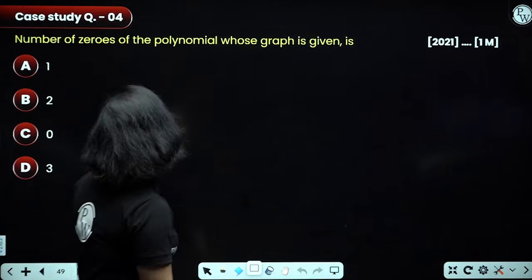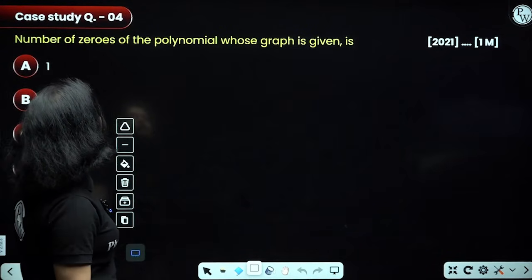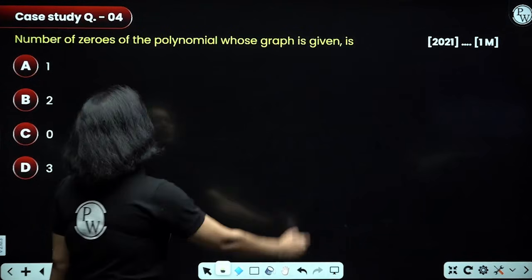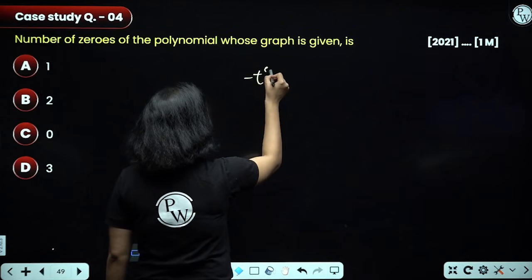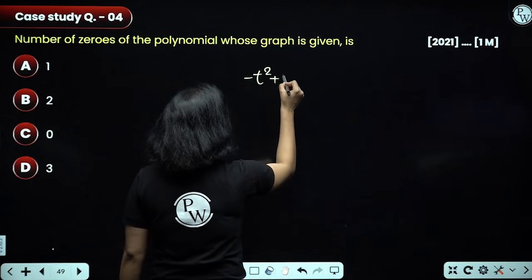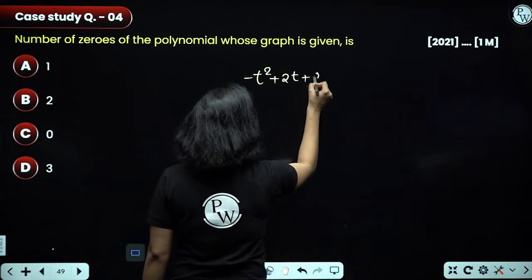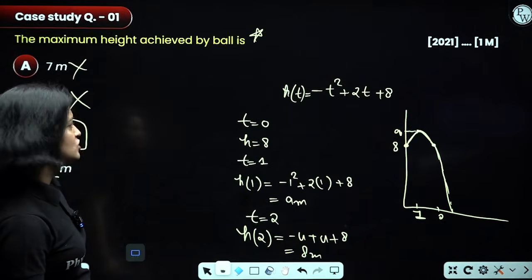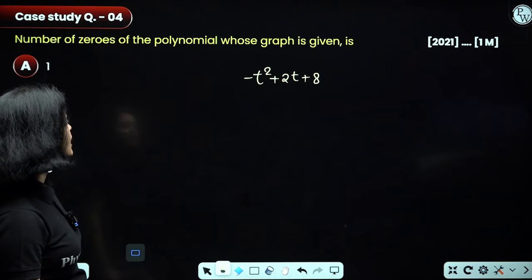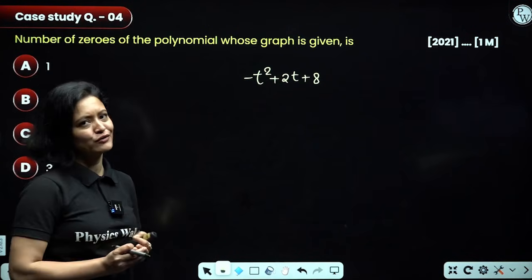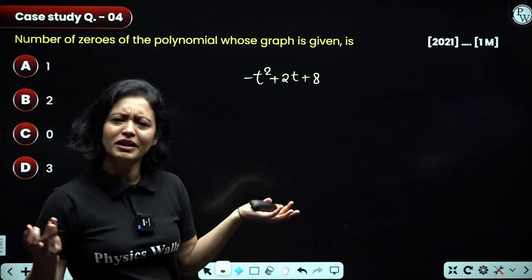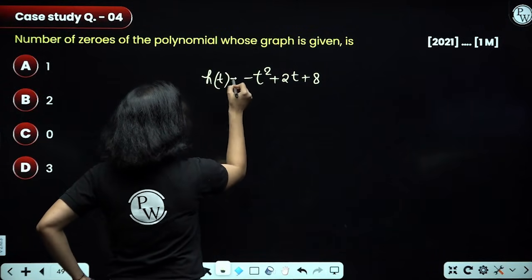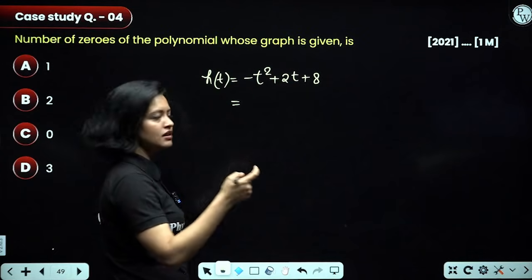Okay, next question. Number of zeros of the polynomial whose graph is given. So we have the polynomial given to us, minus t square plus 2t plus 8. This was the polynomial, right? Let me just recheck. Minus t square plus 2t plus 8. Yes. So this is our quadratic polynomial. We have to find the number of zeros. So let's just split the middle term and find the number of zeros, right? So here this is h(t). Okay. So now let's split the middle term.